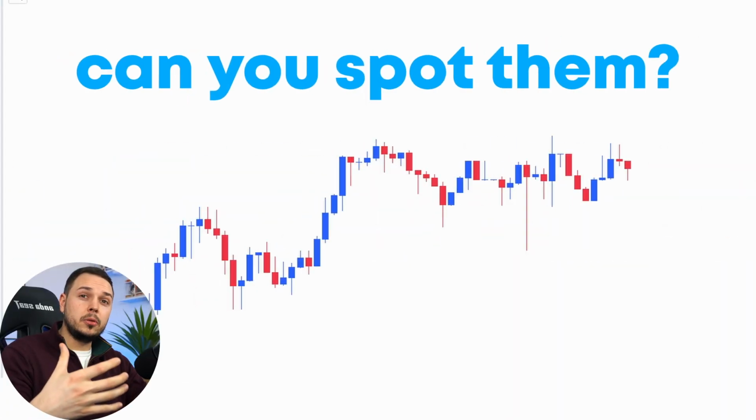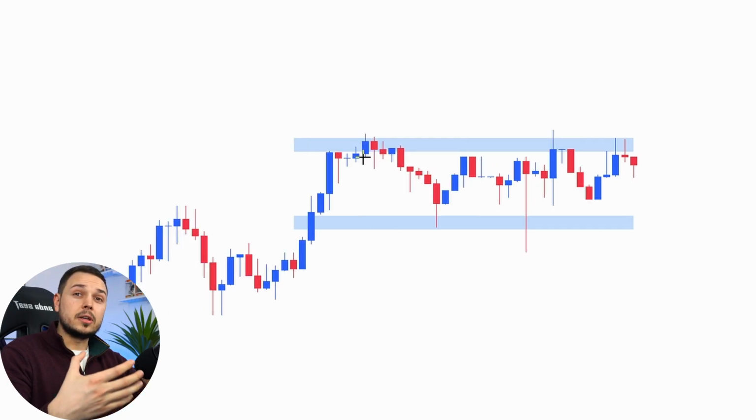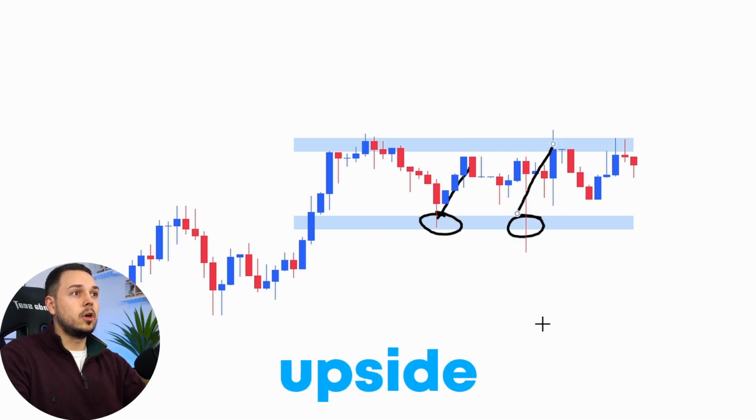So can you spot them? There's the support and there's the resistance. These are key levels because every time the market has touched the resistance, the market went towards the downside, and vice versa. Every time the market has touched the support, it went towards the upside.